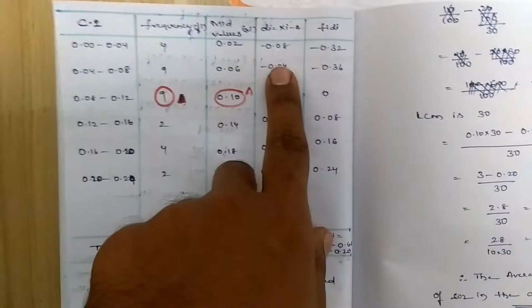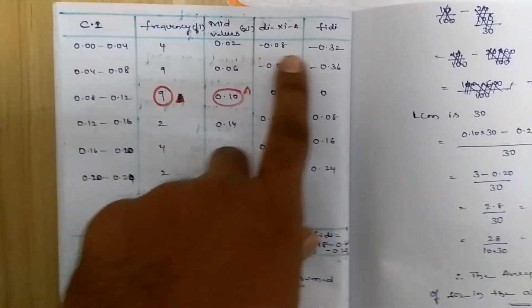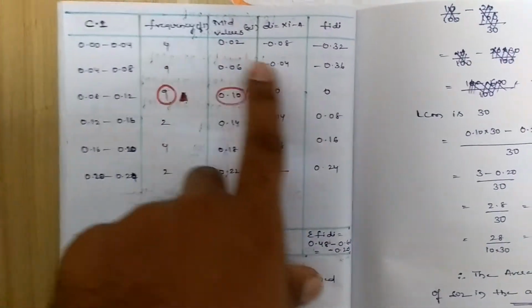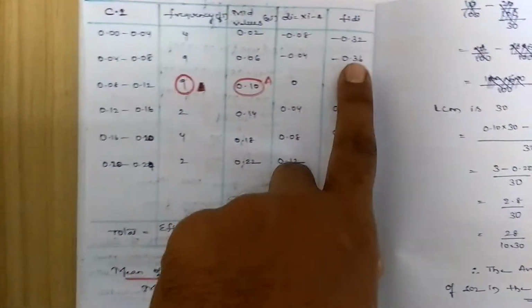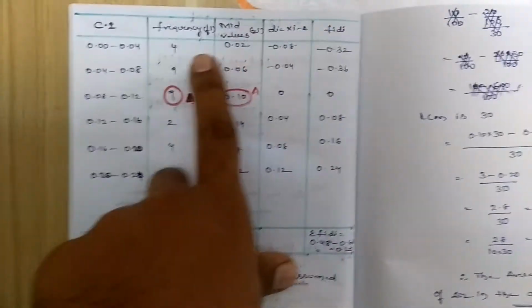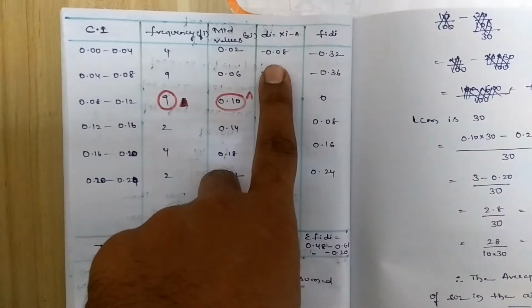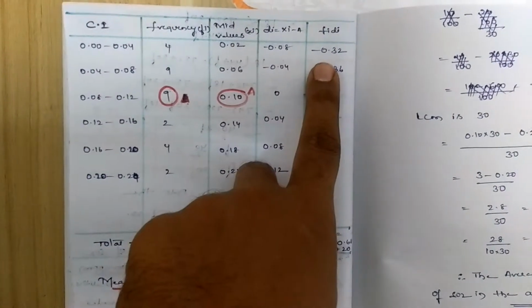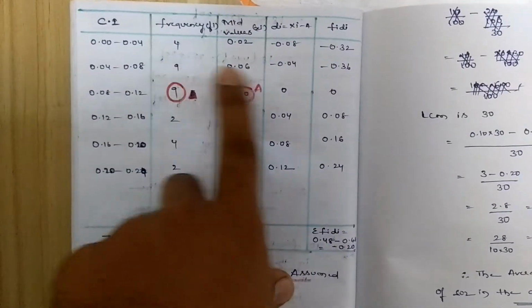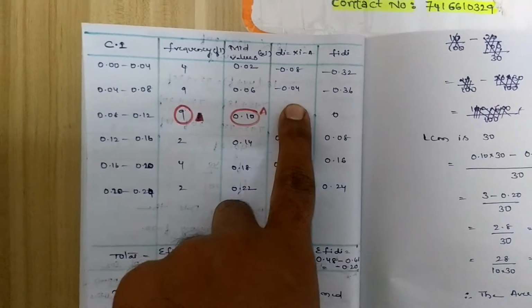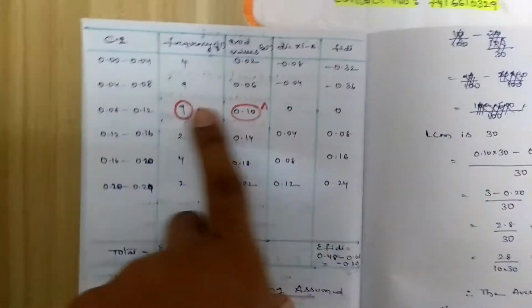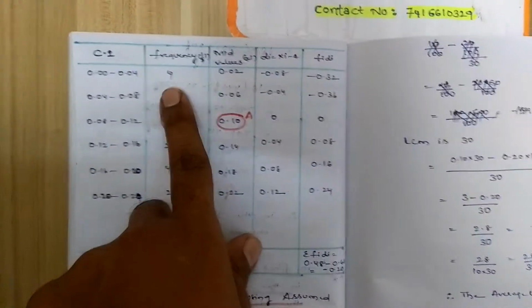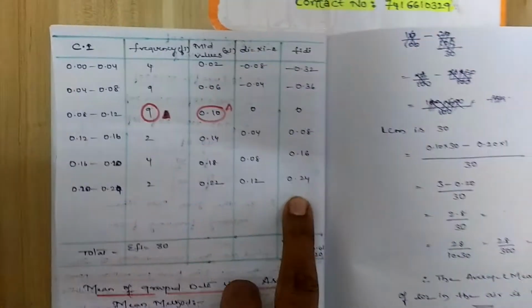Then perform FIDA, the product of the second column and the fourth column. So what do we get? 4 into minus 0.08, you get minus 0.32. 9 into minus 0.04, we get minus 0.36. Like that you perform the product of the second and fourth columns for all rows, students. Then take the sum.